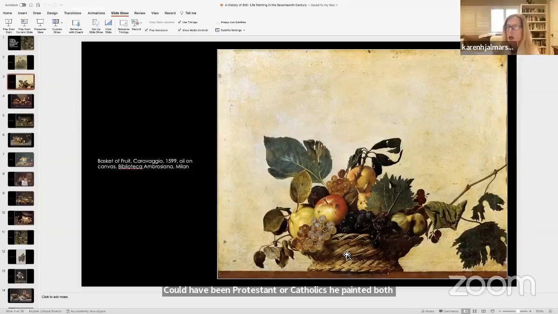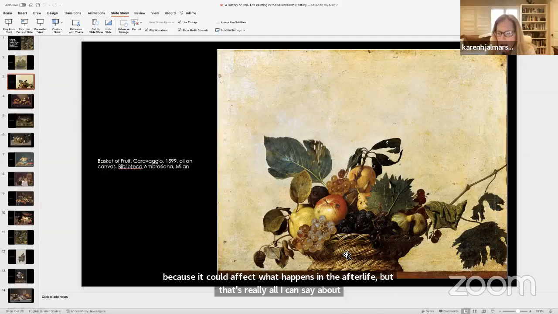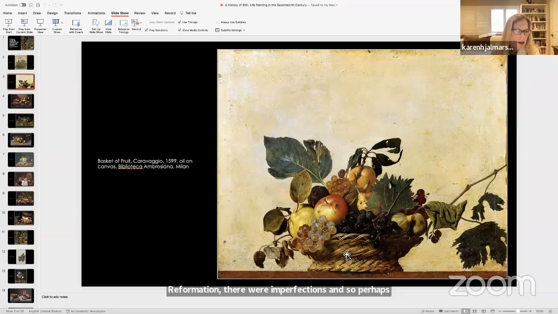But they do indicate with these moralizing ideas, these vanitas paintings, that it's more about our personal life of being moderate and temperate and reminding us of not being too indulgent, because it could affect what happens in the afterlife. But that's really all I can say about that. I do think that there were imperfections in the new church of the Protestant Reformation. And so perhaps some objects did relate, like the little mouse in one of the Dutch or Flemish paintings. What does that relate to? There's a lot of subliminal messaging there too. I don't think I answered; I kind of went around in circles. I'm sorry, but that's a pretty interesting question. I'd have to really look at it to think about it.